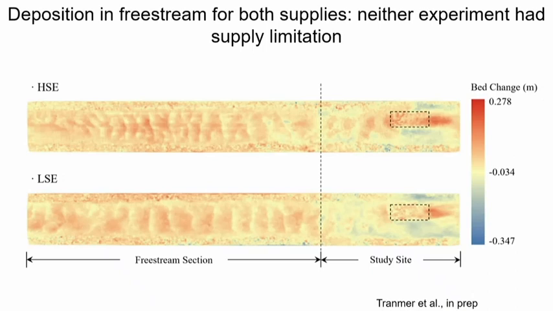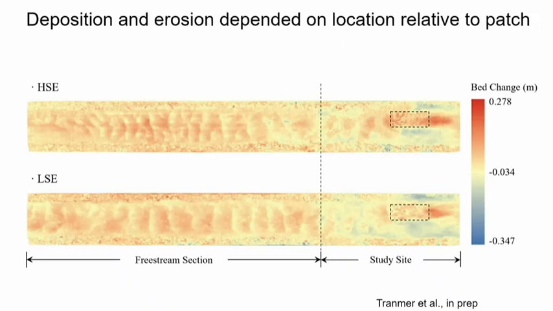But just visually looking at this, we see red in the free stream, which means we had deposition. And so we have deposition regardless of the supply. Low supply, we had deposition. High supply, we had deposition. So that means we're not limited in our supply. If you had a really low supply, you might expect erosion in the free stream. So both of our experiments caused deposition in the free stream.